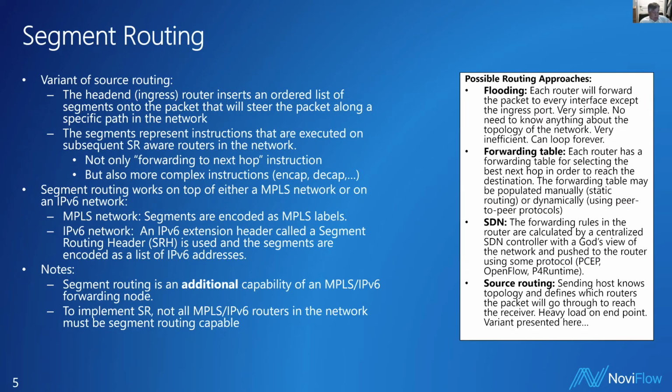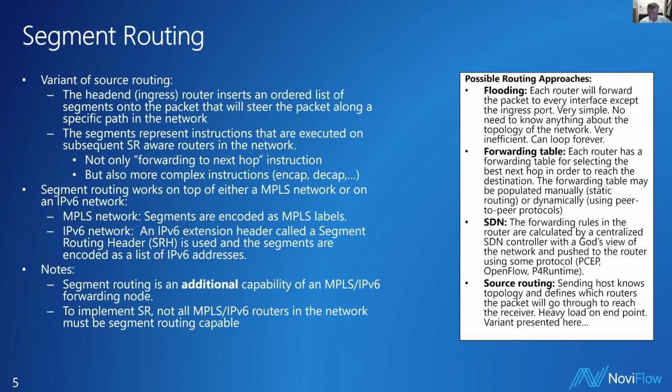Segment routing is a variant of source routing. The headend or ingress router inserts this ordered list of segments into the packet that defines how the packet will be processed in the network. The segments represent instructions to the network that are executed by the segment routing aware routers in the network.